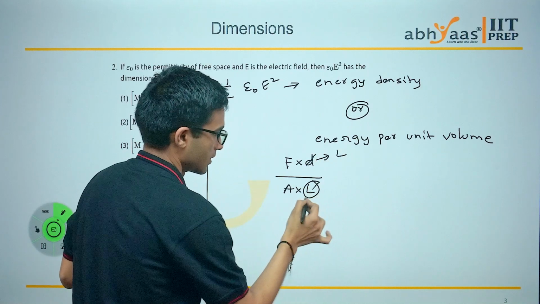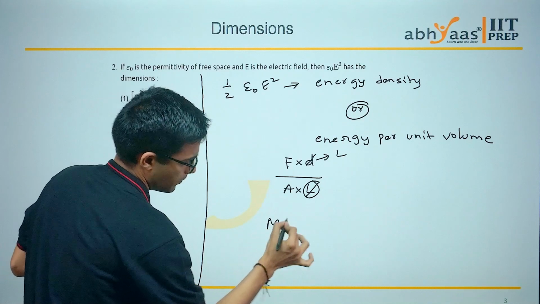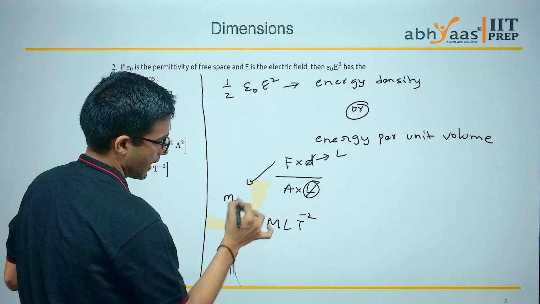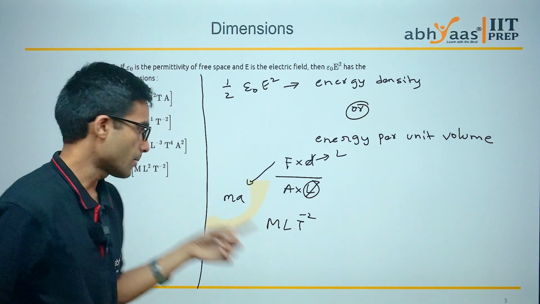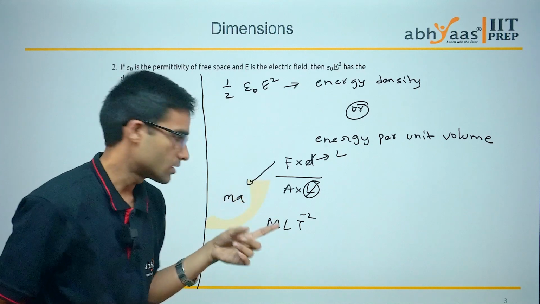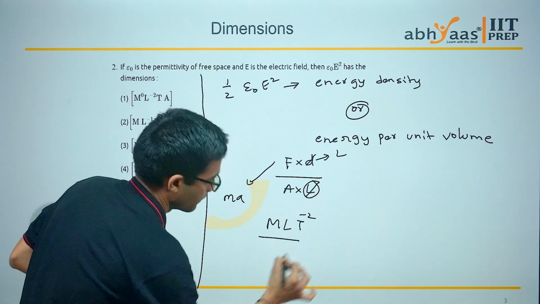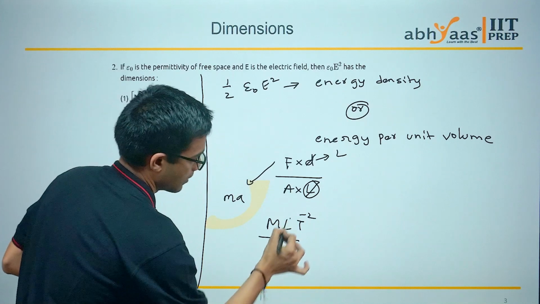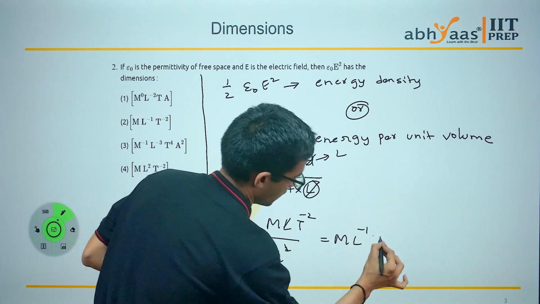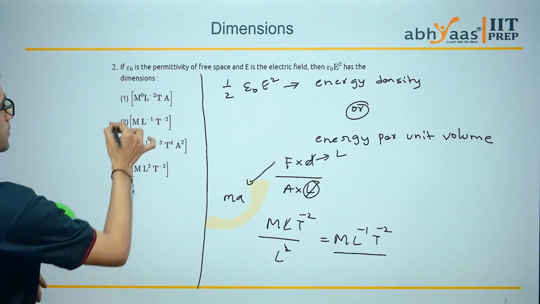You can observe like this. And force, as I just told, is MLT⁻². Why? Force is mass into acceleration. Mass is M, acceleration is meter per second square. Meter means length, and second is time. Divided by area, L square, one L is cancelled. So what you will get? ML⁻¹T⁻². What is the option? Second option.